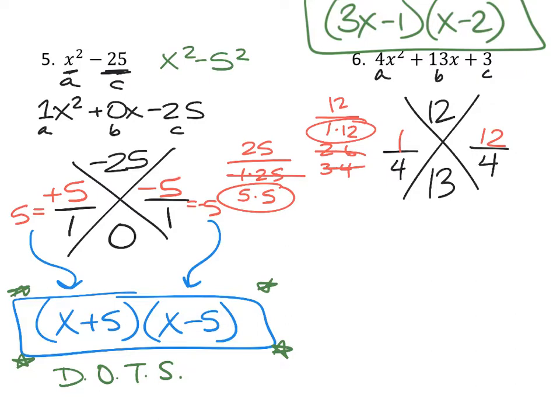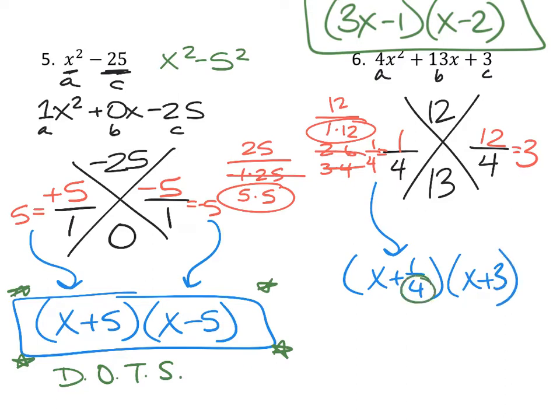We play the reducing game. 1 divided by 4 doesn't reduce, so we're going to leave it as 1/4, and 12 divided by 4 becomes 3. Those are the exact numbers I'm going to use in the very first version of my factored form. X and a positive 1/4, x and a positive 3.